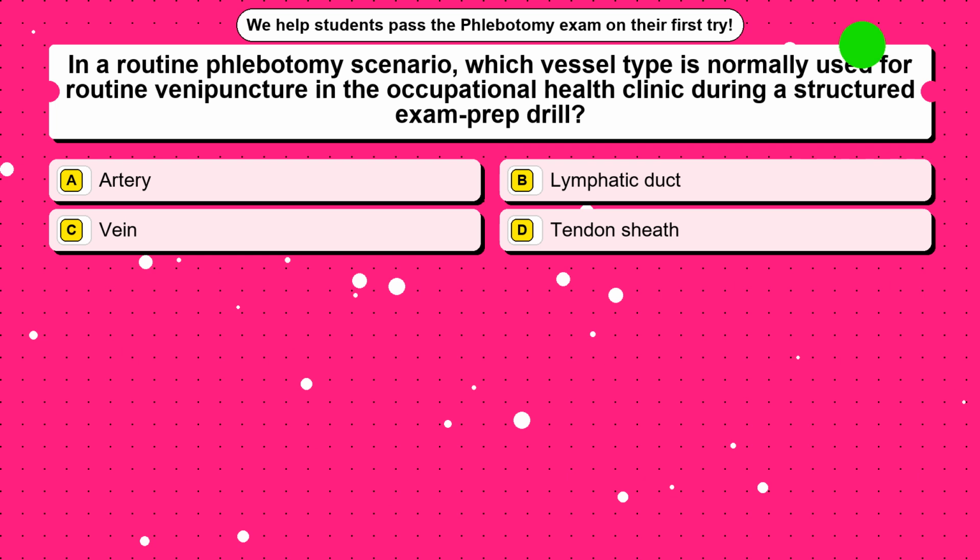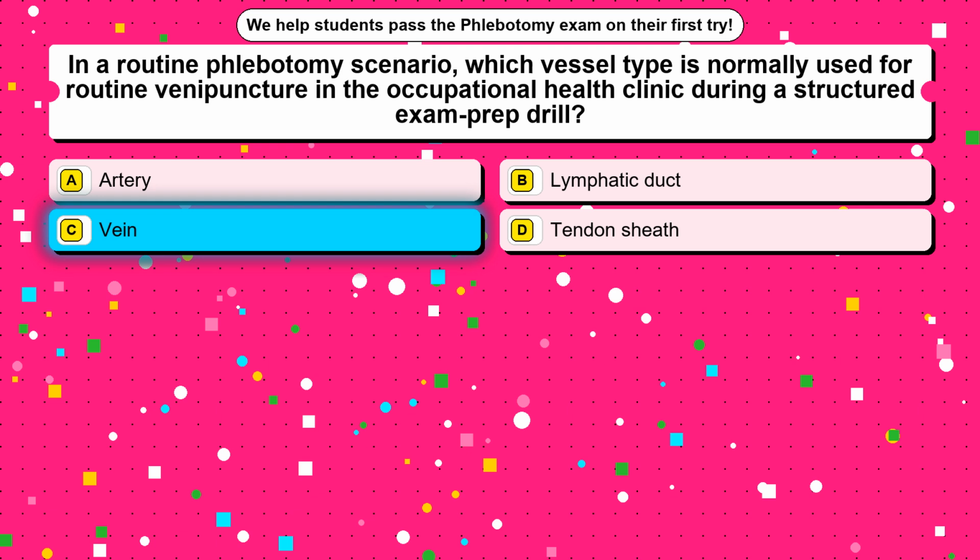Question 74. In a routine phlebotomy scenario, which vessel type is normally used for routine venipuncture in the occupational health clinic during a structured exam prep drill? Option A. Artery. Option B. Lymphatic duct. Option C. Vein. Option D. Tendon sheath. The correct answer is option C.